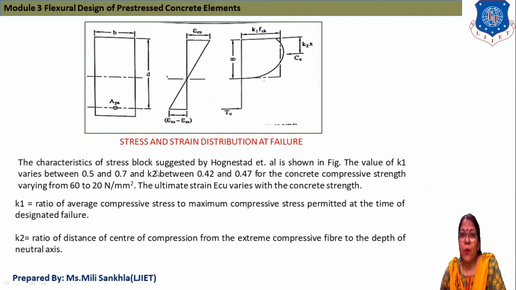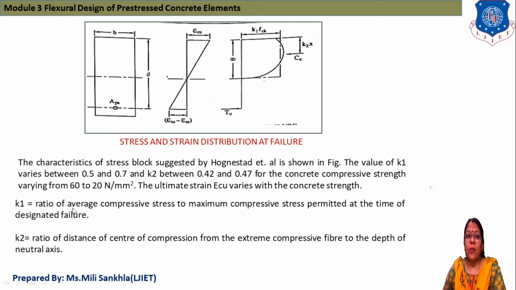For the characteristic of this stress block, the value of K1 varies between 0.5 to 0.7 and the value of K2 is between 0.42 to 0.47 for concrete compressive strength varying from 20 to 60 Newton per mm square. This is the value of K1, K2 for strength of concrete between 20 to 60. The ultimate strain epsilon Cu varies with concrete strength. This is the ultimate strength of concrete.